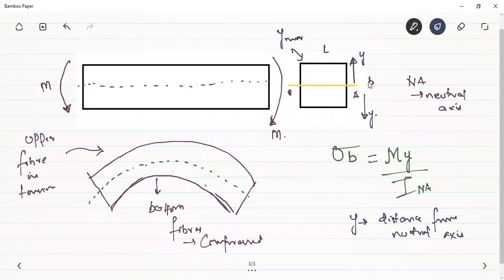There won't be any stress in the neutral axis. Why? Because for any fiber lying on the neutral axis, y is equal to 0. Therefore, this fiber is neither in tension nor in compression. It won't be subjected to any bending stress. Okay. So obviously, to find the maximum value of the bending stress, we will be interested in the y max, in that fiber which will be at the maximum distance from the neutral axis.